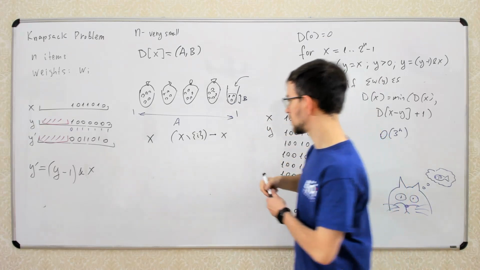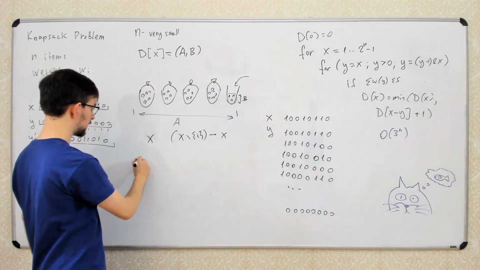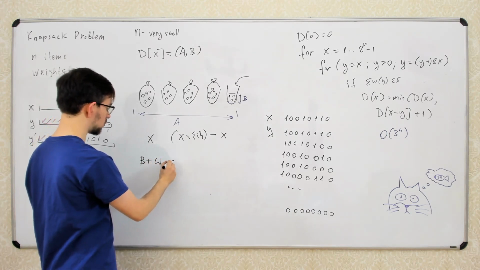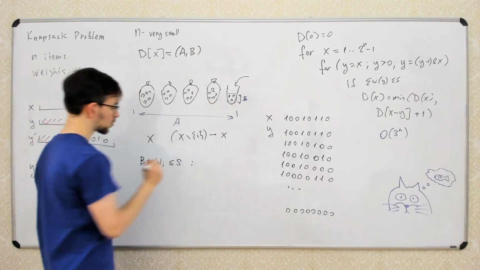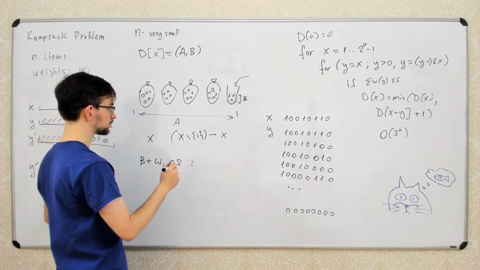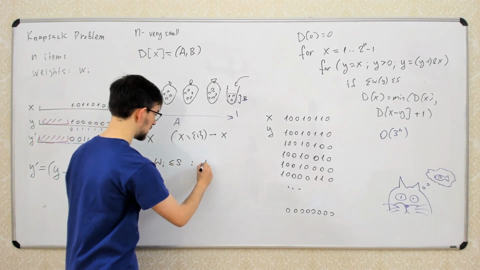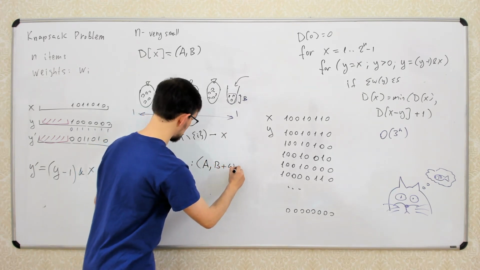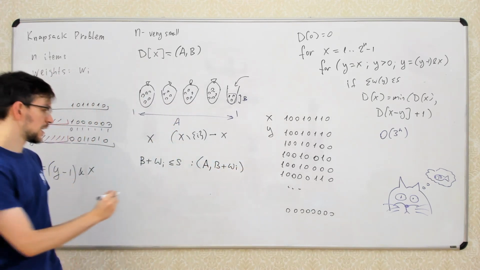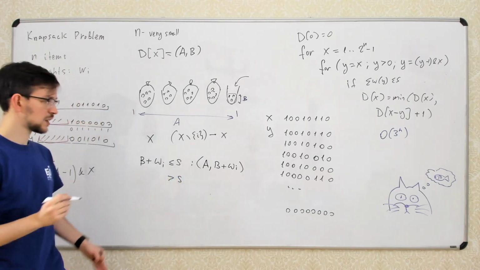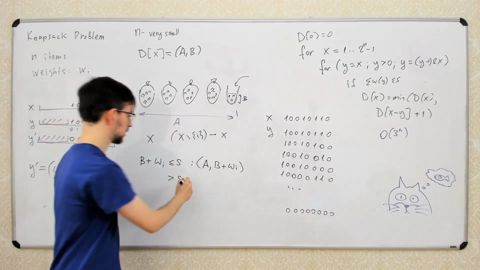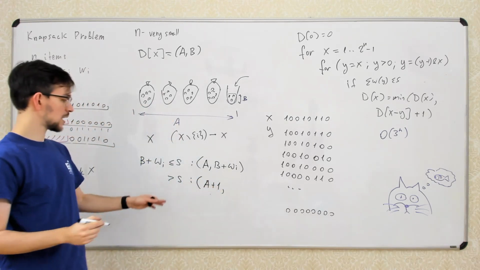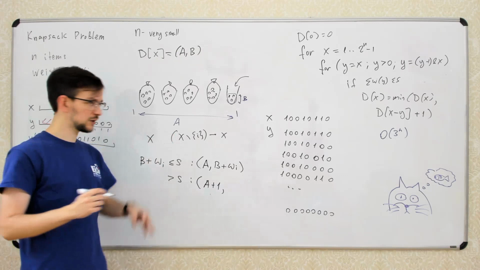So when you prove this element, it's like this. If B plus the weight of I is no more than S, then you move to the state A and B plus the weight of I. And if it is more than S, then you create a new knapsack. So you have A plus 1 knapsacks, and put this single element in this last knapsack.